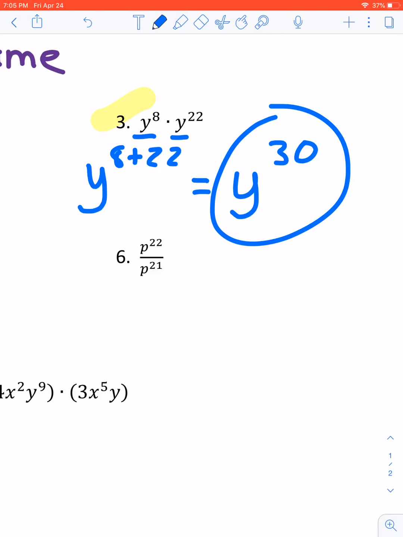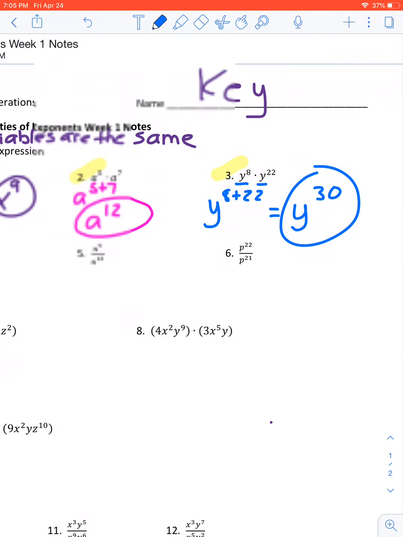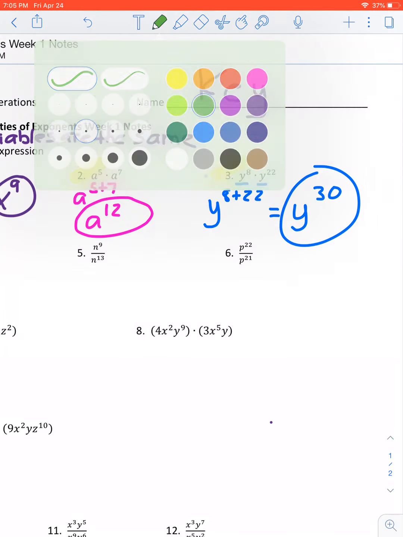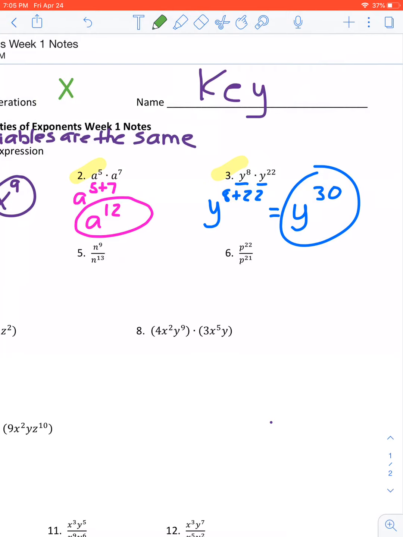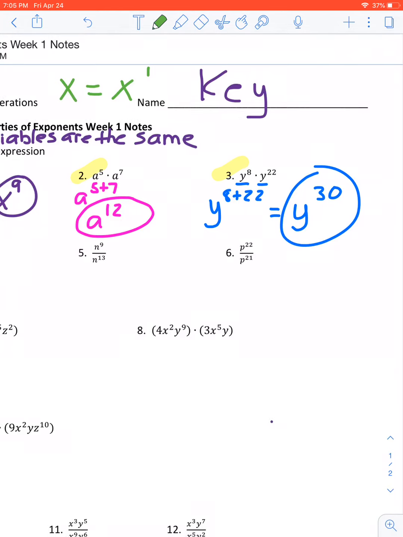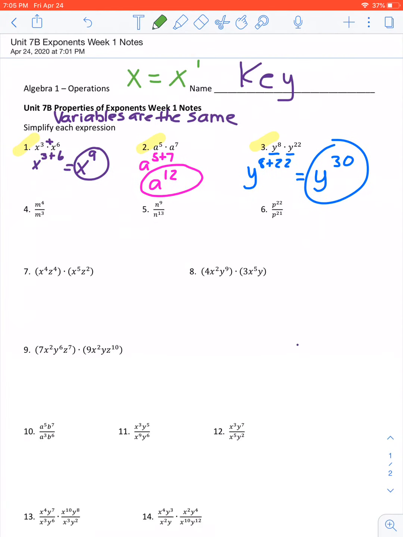Do keep in mind a little side note: remember before when we were talking, if there's no variable exponent, let's say it's x, x is the same thing as x to the first. So if there's no variable exponent, there's always an imaginary 1 there. Okay, so again, 1, 2, and 3 are just like numbers 1 and 2 on your homework.